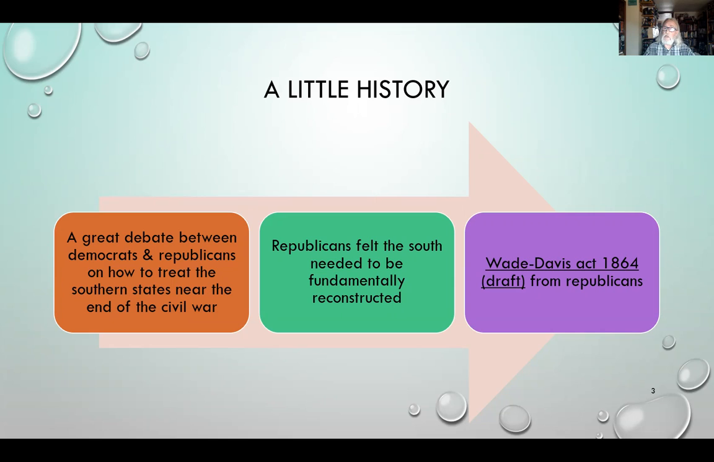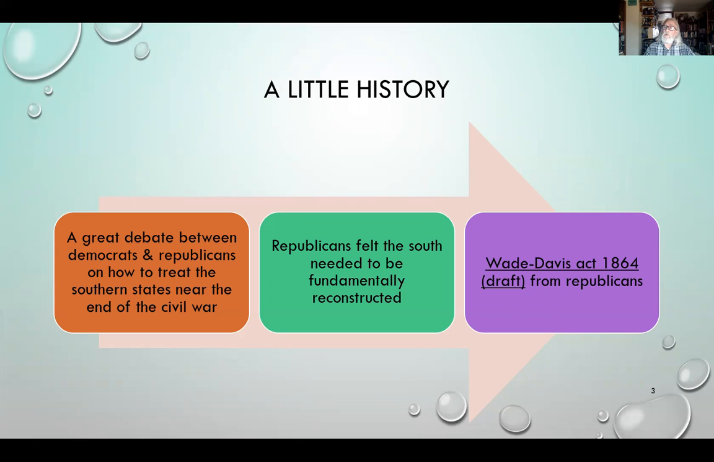And certainly this was very vindictive, and it would have been tantamount to having no leadership in the South, really. It barred Confederate officials from holding any offices in the future. And what Lincoln did was he vetoed this act, the Wade Davis Act.